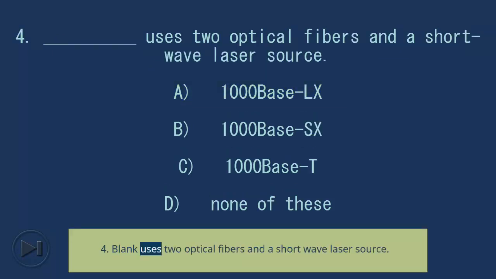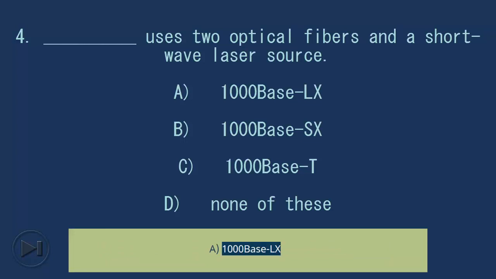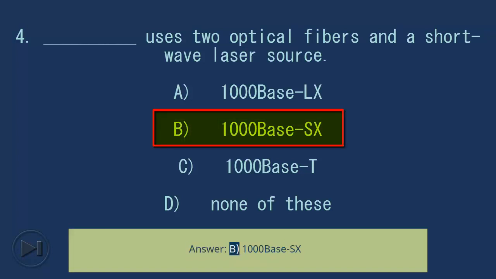4. Blank uses 2 optical fibers and a shortwave laser source. A. 1000Base-LX. B. 1000Base-SX. C. 1000Base-T. D. None of these. Answer, B. 1000Base-SX.